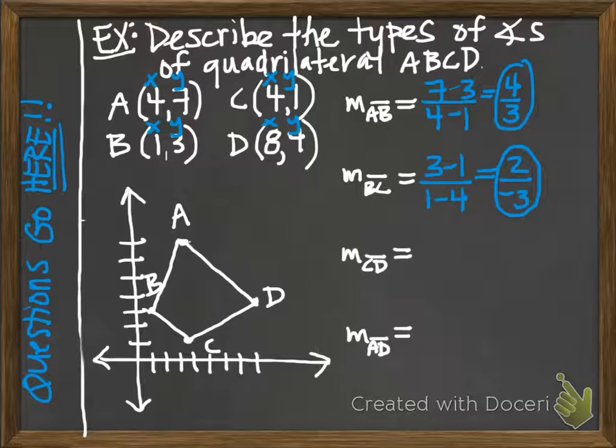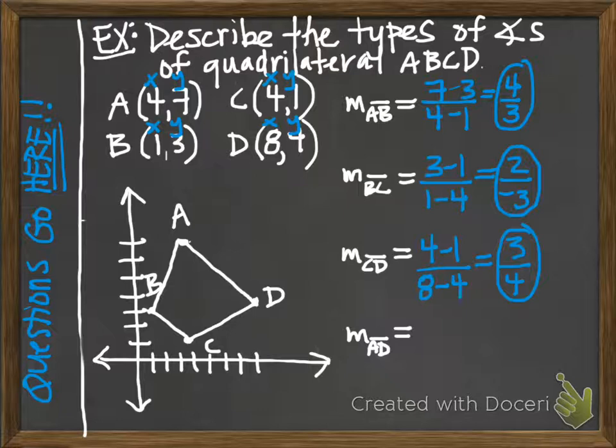For the slope of CD, my y values are 4 and 1, so maybe 4 minus 1. In my denominator, I'm going to have 4 and 8, those are my x values. And I've got to subtract them in the same order that I did my y values in the numerator. So 8 minus 4. 4 minus 1 is 3. 8 minus 4 is 4. So here's that slope.